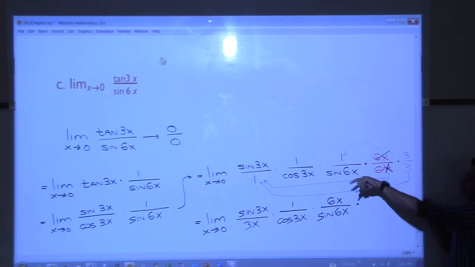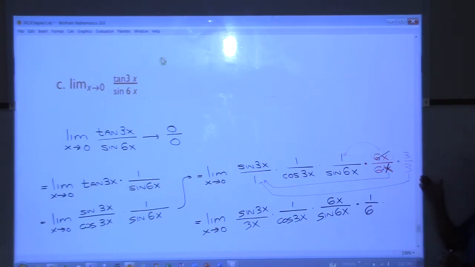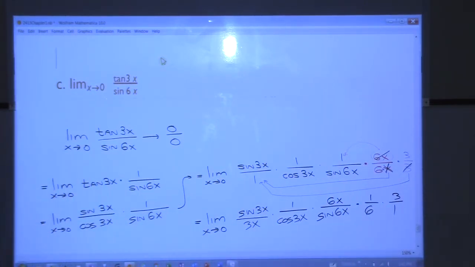It's over there now. And so the only thing left here is what? A 6 on the bottom, right? So 1 over 6 times, and then over here, which one moved? The bottom 3, which leaves me with the 3 that's still on top. So I have 3 over 1. And now, if we take our limit, everything should be okay.